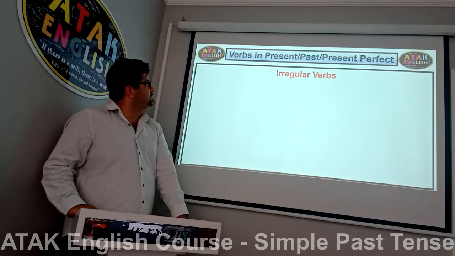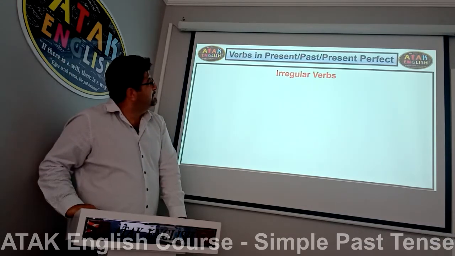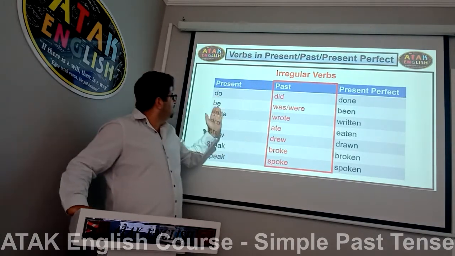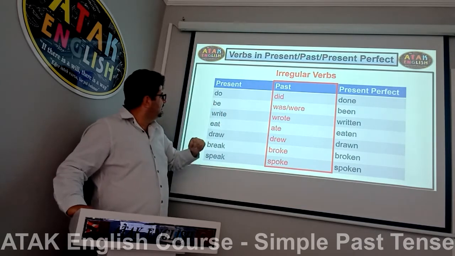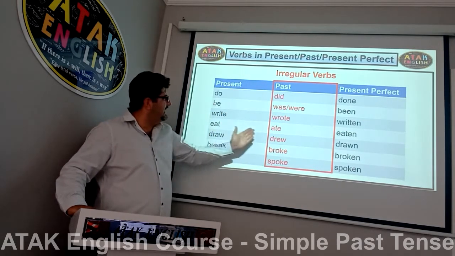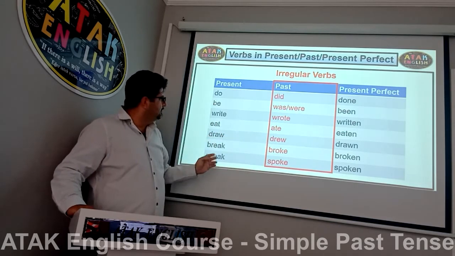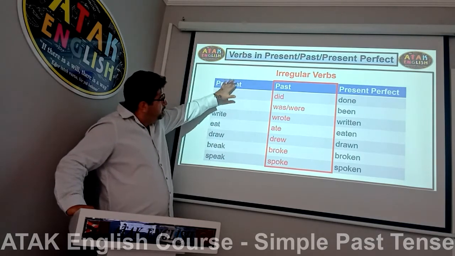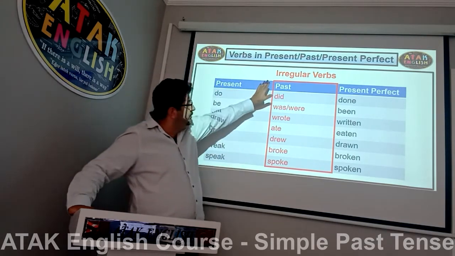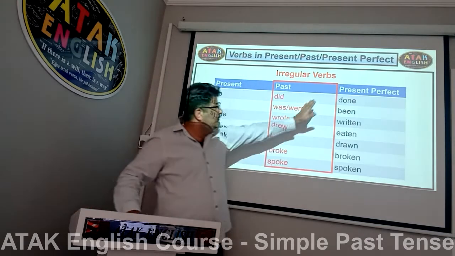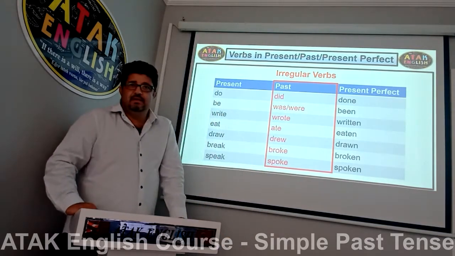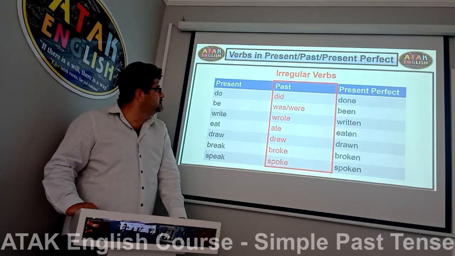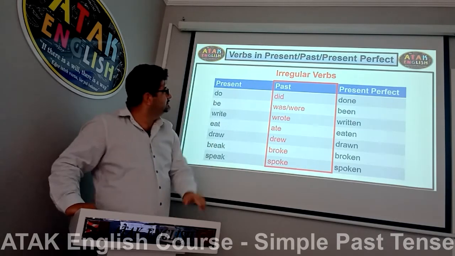Verbs in present and simple past forms. For irregular verbs: do, did, done; be, was, were, being; write, wrote, written; eat, ate, eaten; draw, drew, drawn; break, broke, broken; speak, spoke, spoken. Verb one form, present. Verb two form, past. Verb three form is past participle, but in simple past we use the past form.